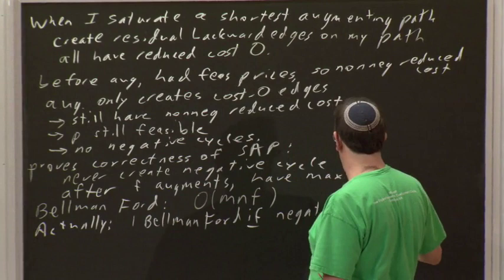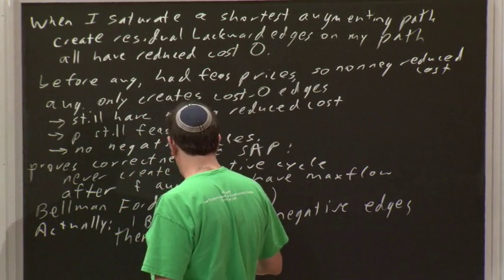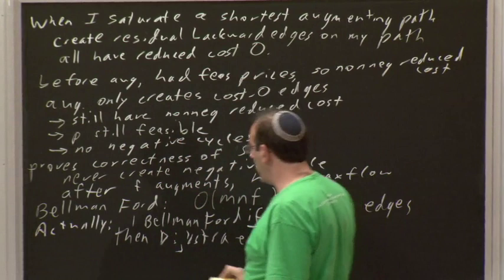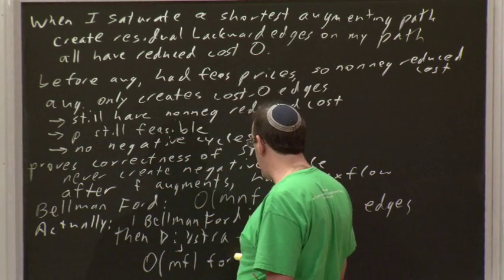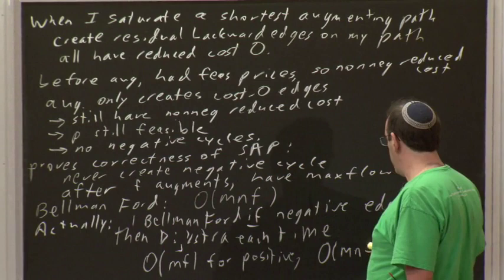And then Dijkstra each time. And so we end up with a running time of order mf for positive graphs, or order mn plus mf for graphs with negative weights.